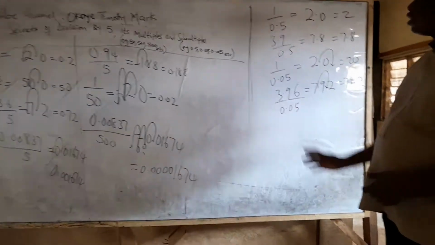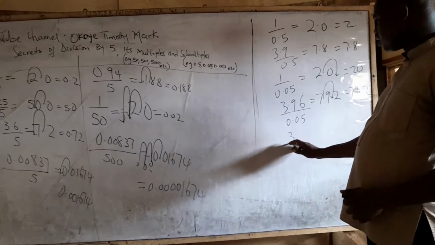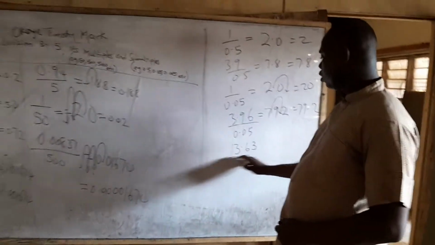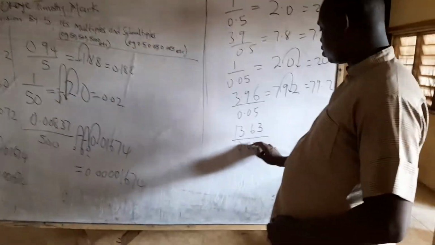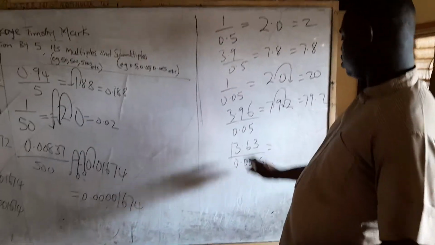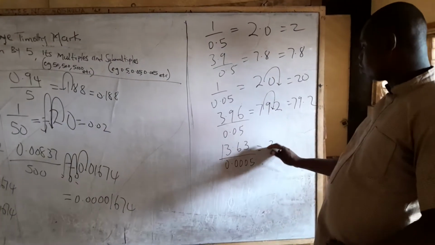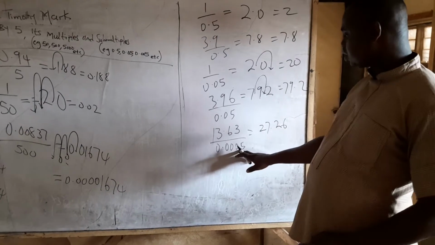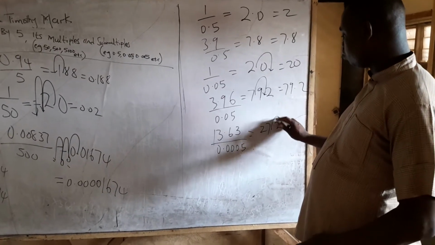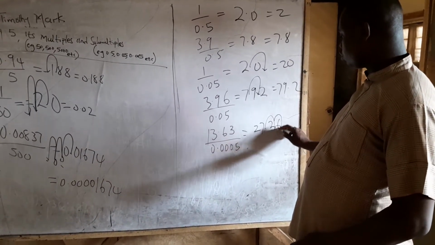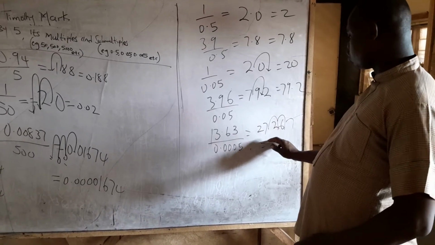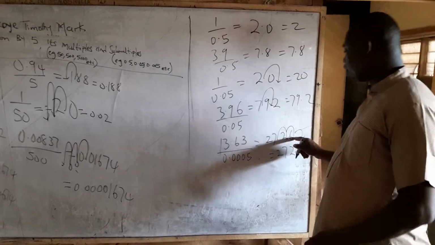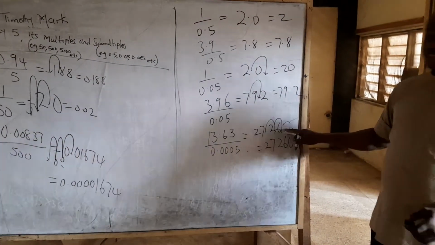If there are, let's say, 13.63 all over 0.0005, the rule still remains: double is 27.26. How many zeros are inside here? 3 zeros. So I'll shift the decimal place 3 steps forward. 1, 2, and 3. So the answer comes out as 2726. Because when you have exhausted the digits, you now use 0 to make it up.